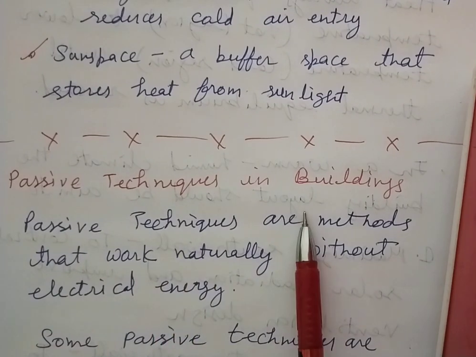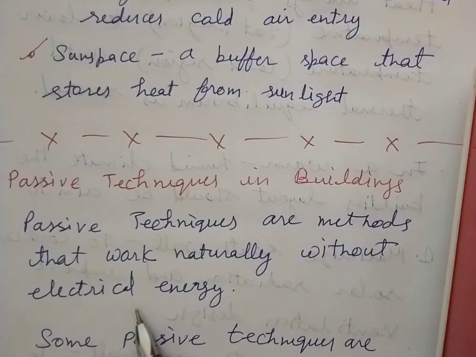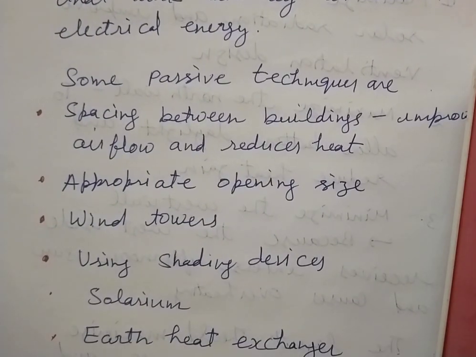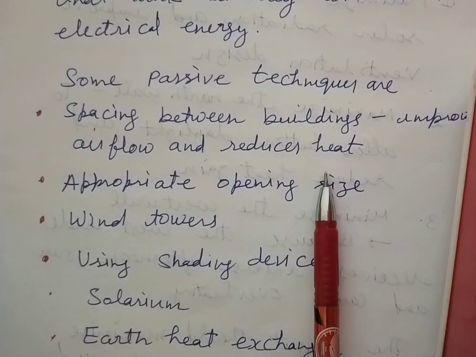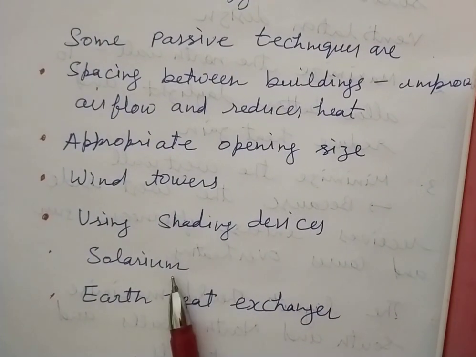Passive techniques in buildings. Passive techniques are methods that work naturally without electrical energy. Some passive techniques are spacing between buildings, improves airflow and reduces heat. Appropriate opening size, wind towers, using shading devices, solarium, earth heat exchanger.